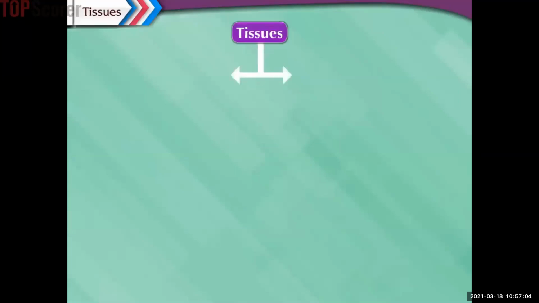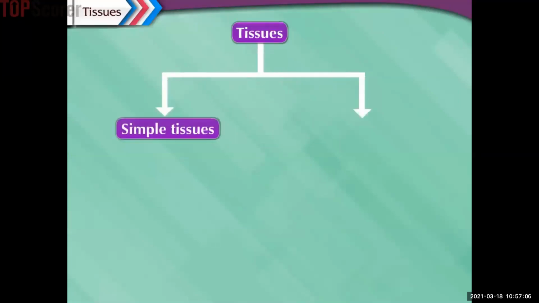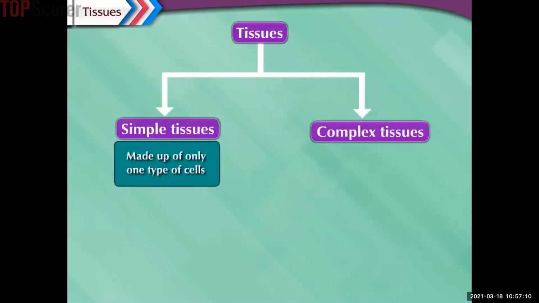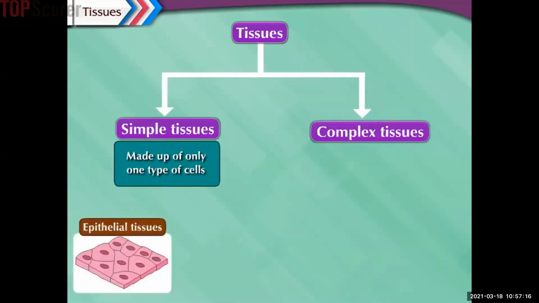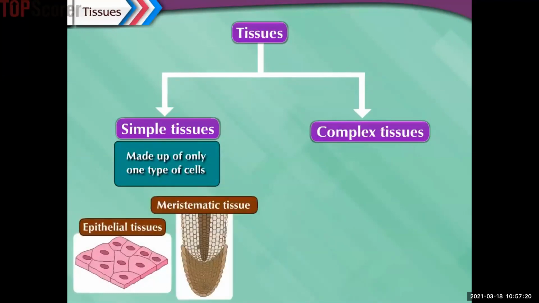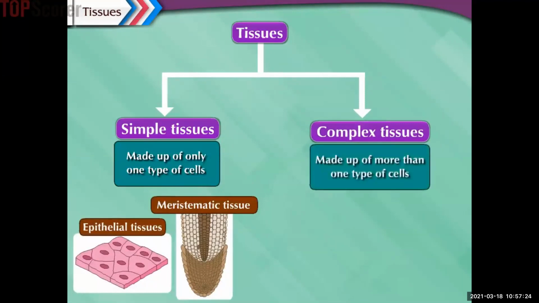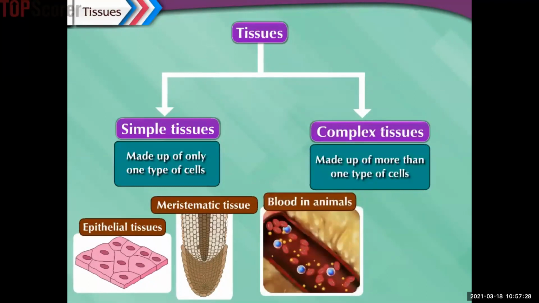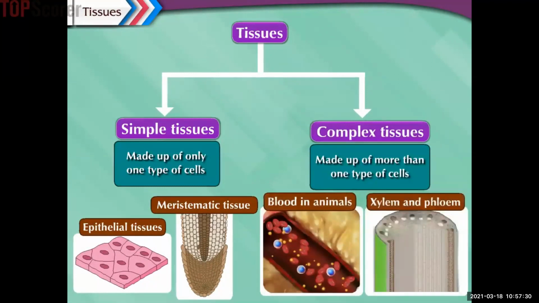There are two types of tissues: simple tissues and complex tissues. Simple tissues consist of only one type of cells. For example, epithelial tissues in animals and meristematic tissue, while complex tissues are made up of more than one type of cells. For example, blood in animals and xylem and phloem in plants.